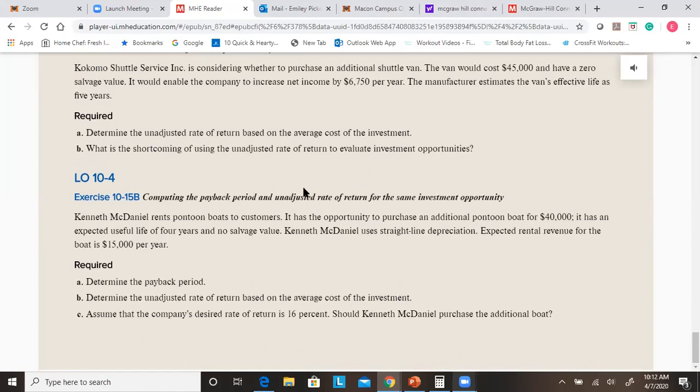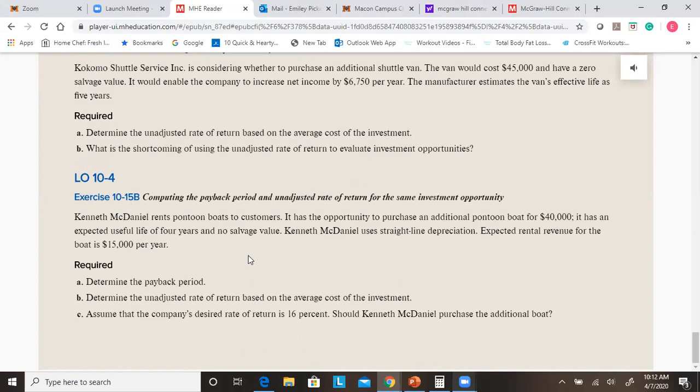I'm going to let you do this. We're going to put everything we learned together in exercise 10-15. We're renting out pontoon boats to customers. We could buy a pontoon boat for $40,000.